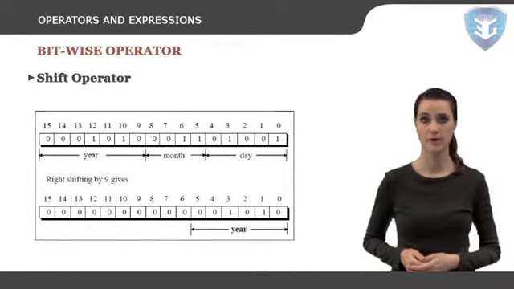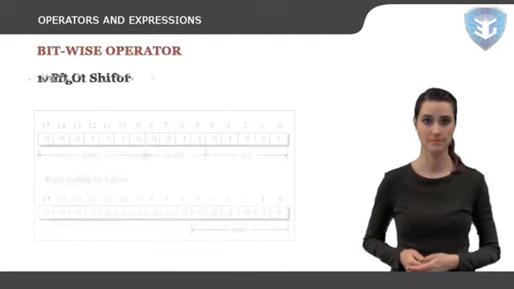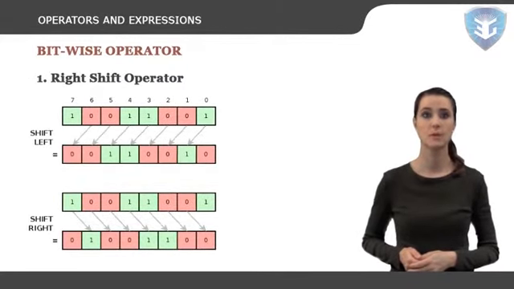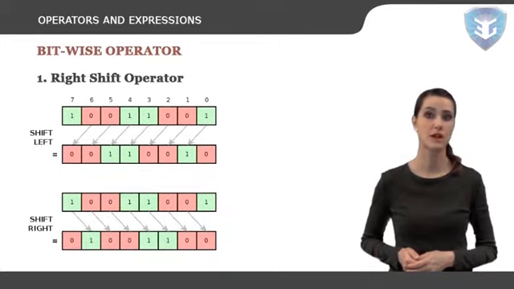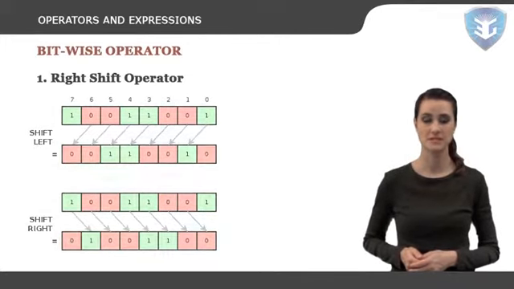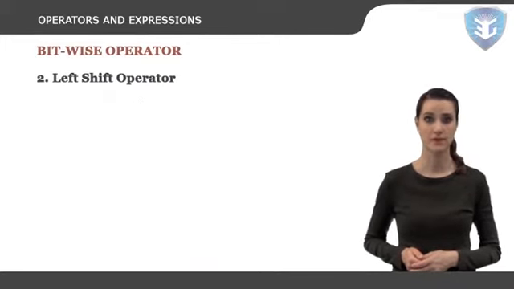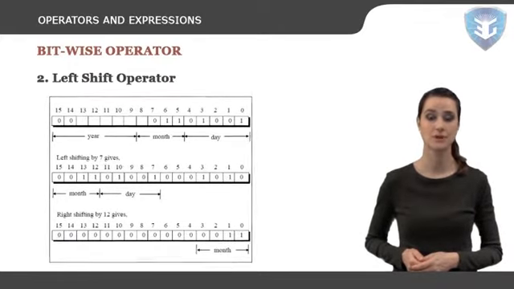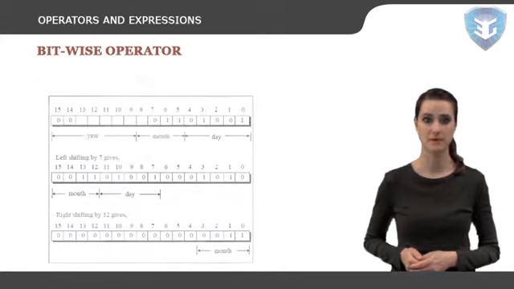Right shift operator and left shift operator. Right shift operator moves all the bits towards the right by a certain number of bits, which can be specified. Left shift operator moves all the bits towards the left by a certain number of bits, which can be specified.